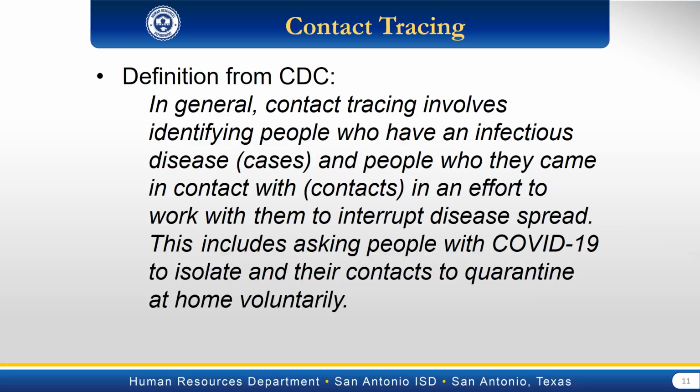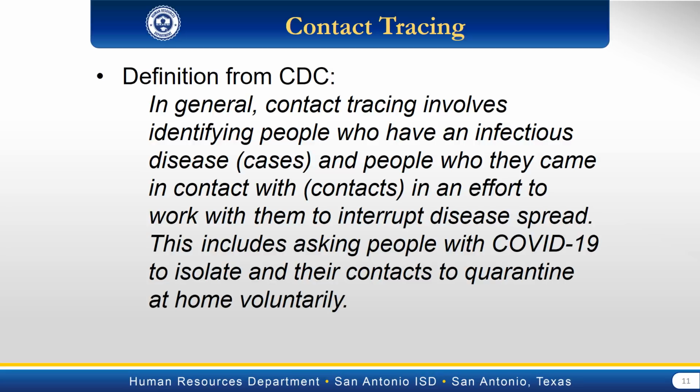So contact tracing has its own definition, and it essentially involves identifying people who have an infectious disease, so these are the cases, and people with whom they have come into contact, so these are the contacts, in an effort to make sure that we're working with them to interrupt the disease spread.